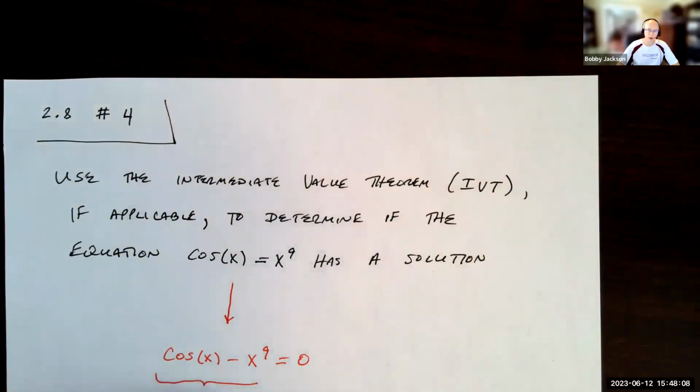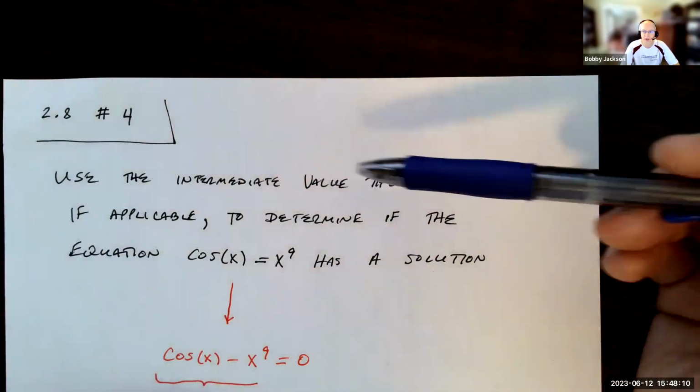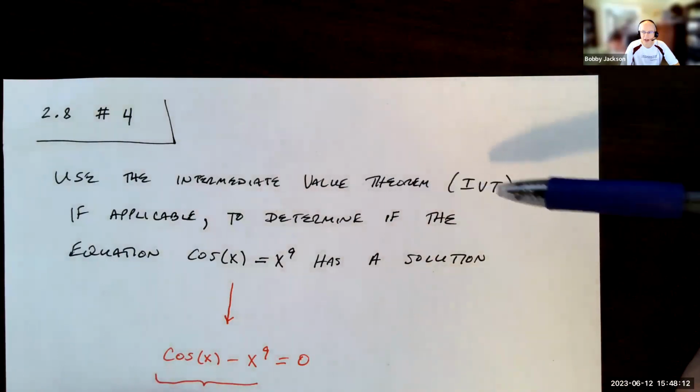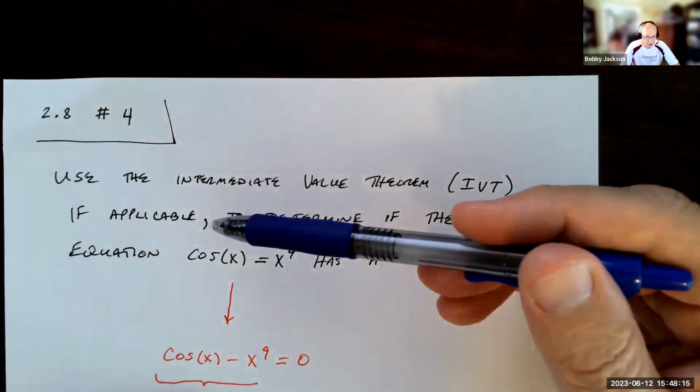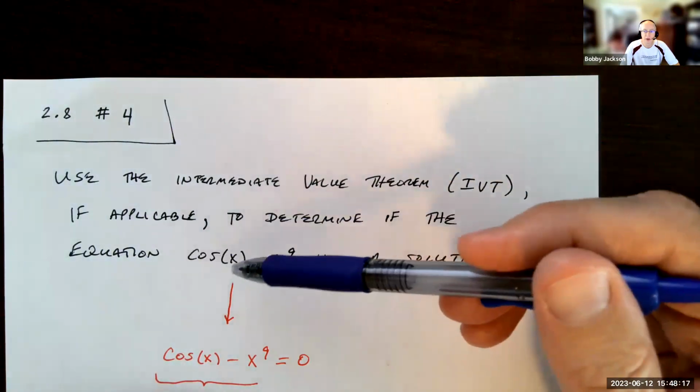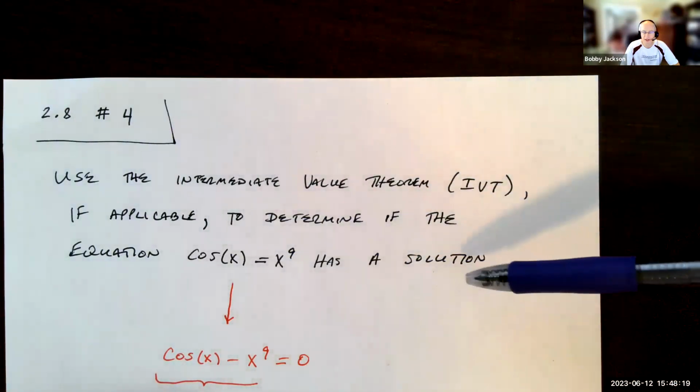We're going to look at number 4 in section 2.8. We're to use the intermediate value theorem, which I abbreviate IVT, if it's applicable, to determine if the equation cosine of x equals x to the ninth has a solution.